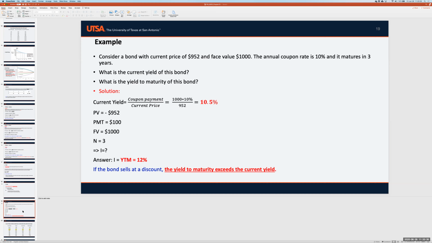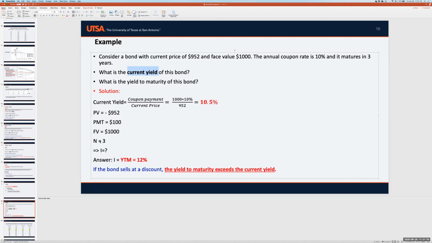Consider a bond with current price 952 and the face value 1000, which is future value. The annual coupon rate is 10%, and it matures in 3 years. The N is 3. What is the current yield of this bond? How can we calculate current yield? You remember we need to find the coupon payments over current price. So the question only gives us the current price, which is 952. What is the coupon payment, which is $100. So we find 10.5% current yield, right?